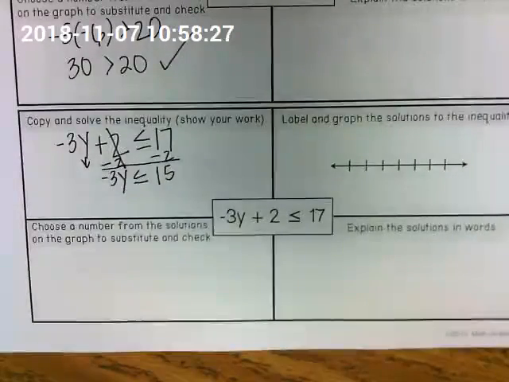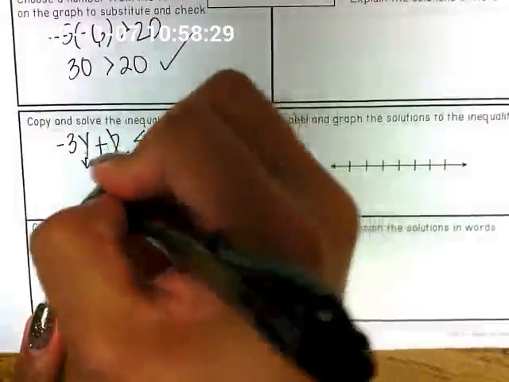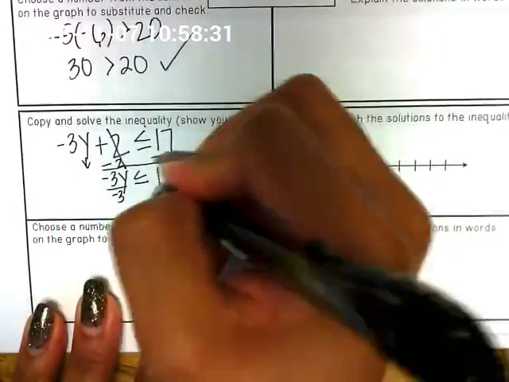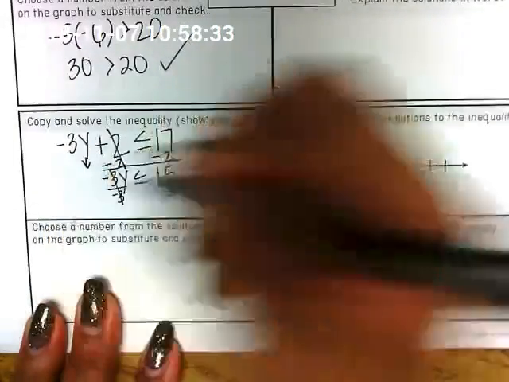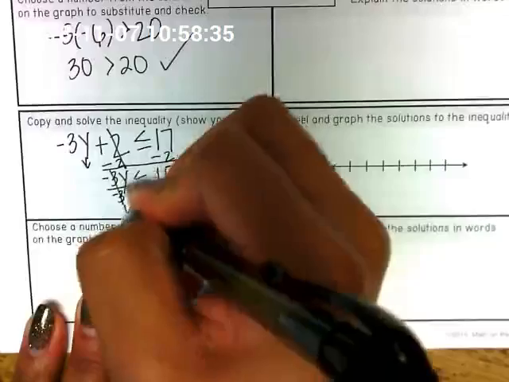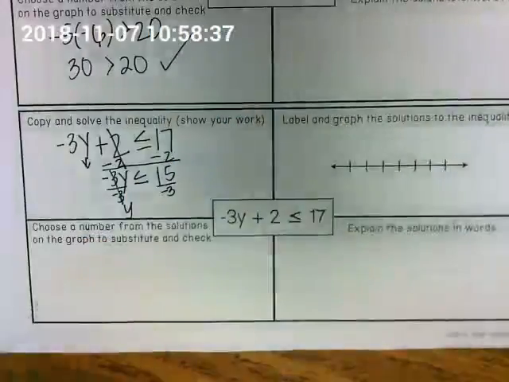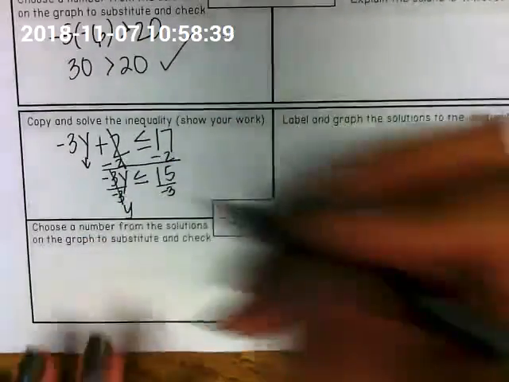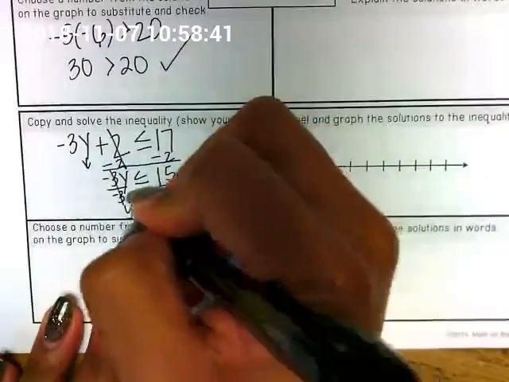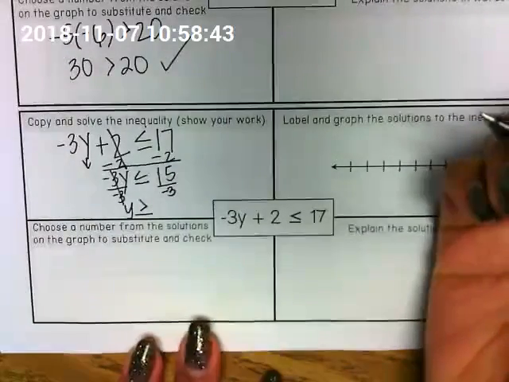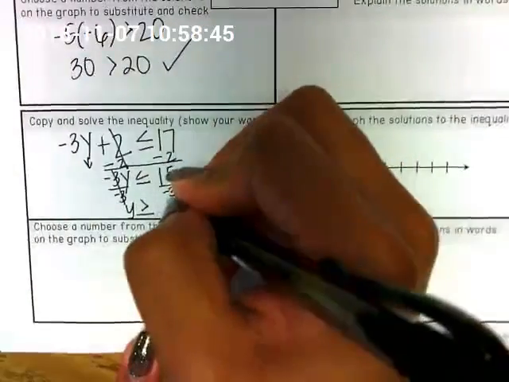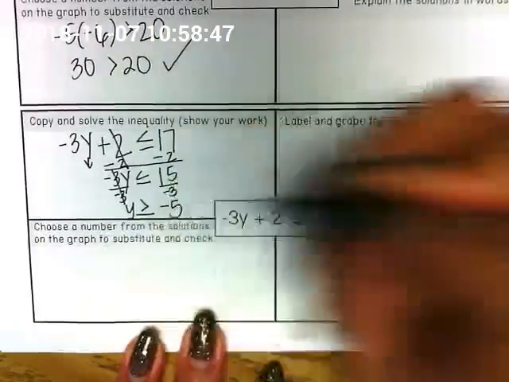Now what am I going to do? Divide by negative 3 on both sides. And we're left with 1y is, what are we going to do with our inequality symbol? Flip it. Greater than or equal to what? Negative 5.